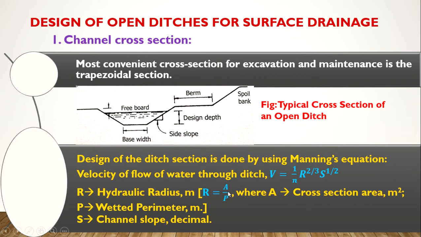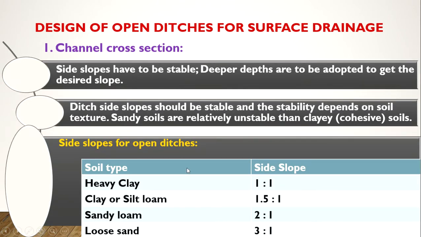What do you mean by wetted perimeter? The perimeter of this section is the sum of this line plus this side plus this side. So this is known as perimeter. But what do you mean by wetted perimeter? Wetted perimeter is the perimeter of the channel which is wetted by water. So in this case, it is the sum of this portion plus this portion up to this portion. This is known as the wetted perimeter.